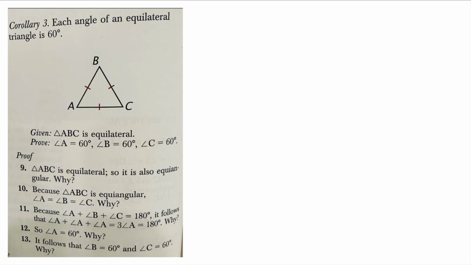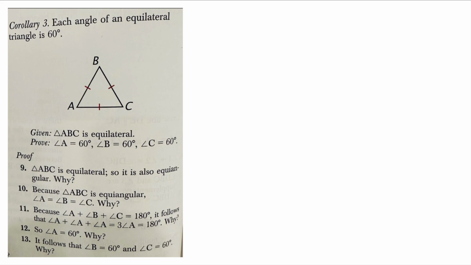Corollary number 3, you're doing awesome. Equilateral triangle. Each angle of an equilateral triangle is 60 degrees. Each side is also equal, all these sides are equal, right? Okay, so given triangle ABC is an equilateral, prove angle A is 60, angle B is 60, and angle C is 60. Okay, so let's look at this.